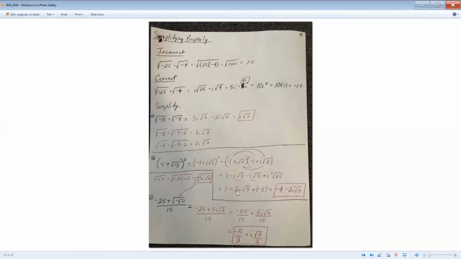Combine your like terms, and that'll give you negative 2i square root of 5. i squared is negative 1. Square root of 25 is 5, so that'll be a negative 5. Then 1 minus 5 is negative 4. So it's negative 4 minus 2i square root of 5.